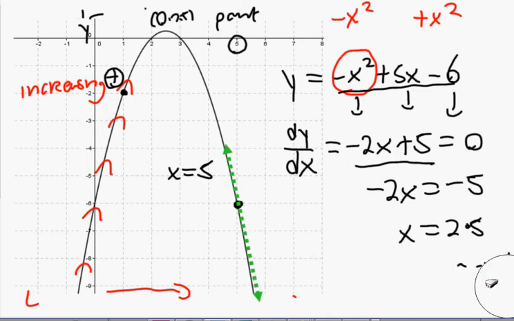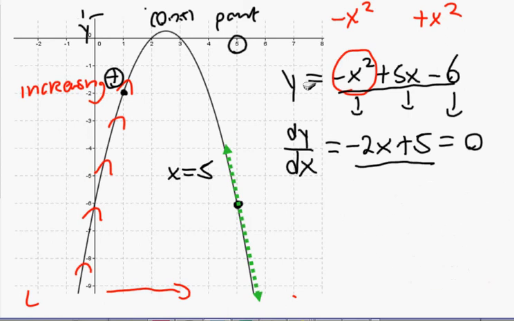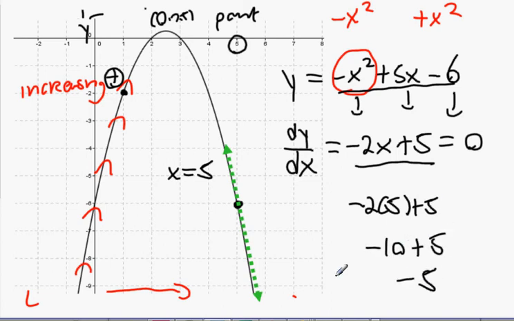So what happens is this, okay? We'd replace x with 5 and we'd have minus 2 times 5 plus 5. And that'll give me minus 10 plus 5, which is minus 5. So dy dx equals minus 5. This means that the slope is minus 5. dy dx means differentiation. Yeah, dy dx also means slope.